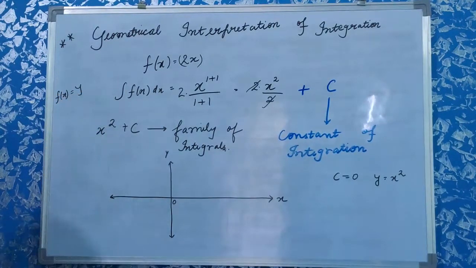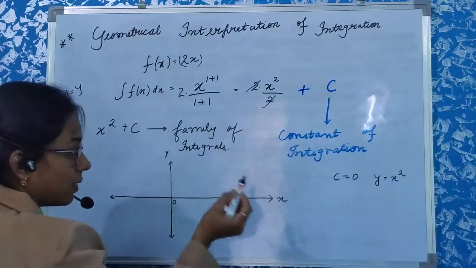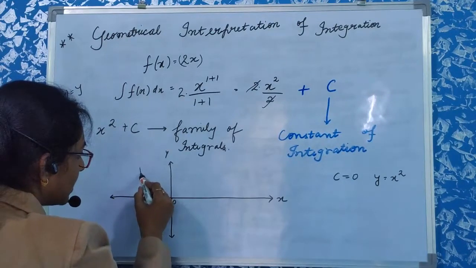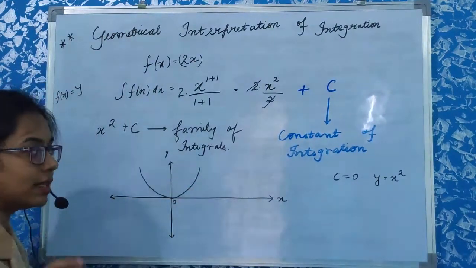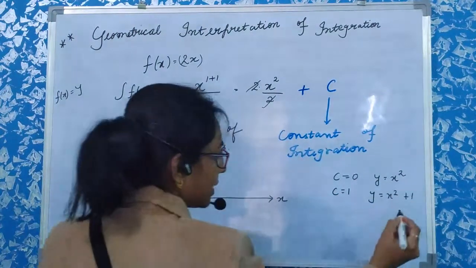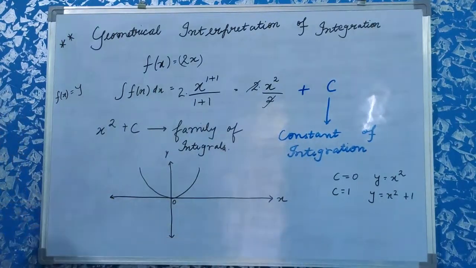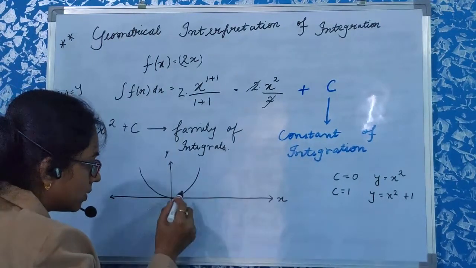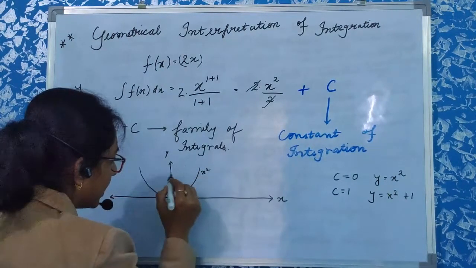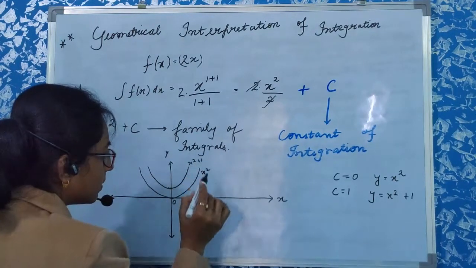f(x) is y. Fine. This is a parabola. So how will it be represented? The center will be at 0. Now, when c equals 1, then y equals x square plus 1. Don't get confused with y, okay? I hope you are not getting confused with that, please. So now this will be at point 1. This was x square, and this will be x square plus 1.